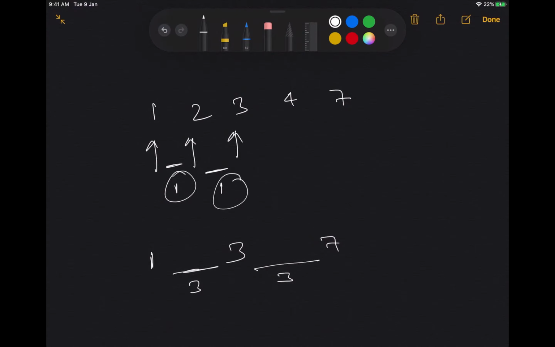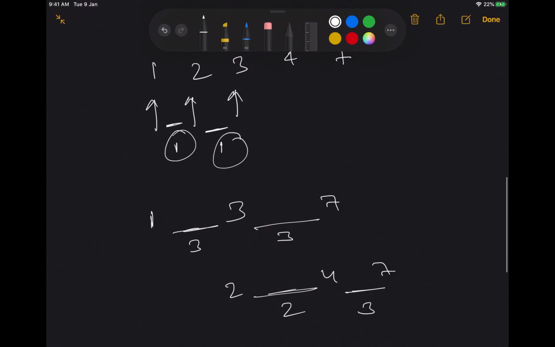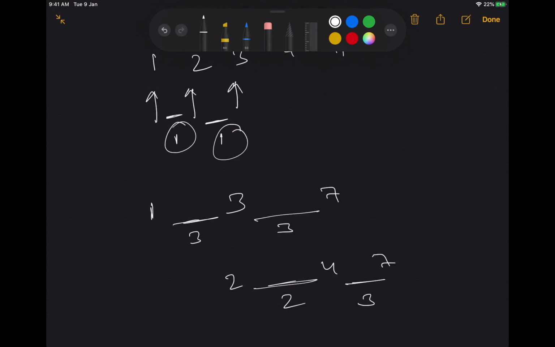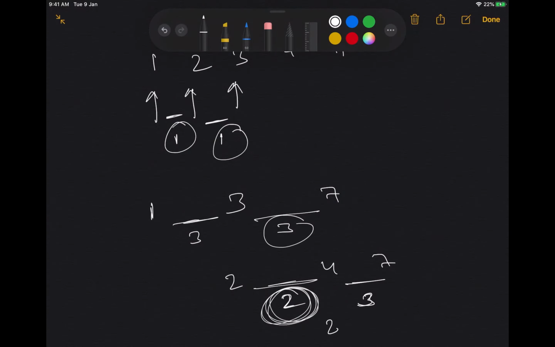Or if we put them at 2, 4 and 7, the difference here will be 2 and the difference here will be 3. So here the difference is 2 and here the difference is 3. So we have to minimize the maximum distance, right? Here the minimum distance is 2, but here it is always 3. So we have to maximize the minimum distance.